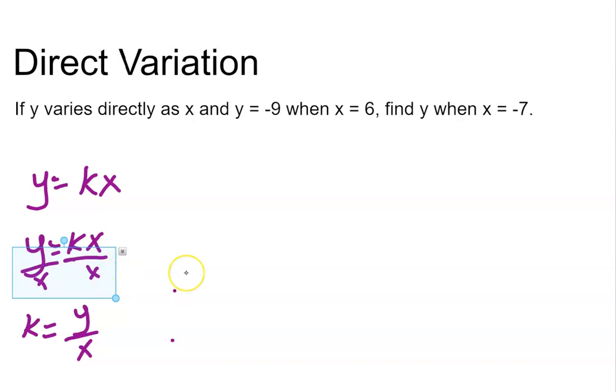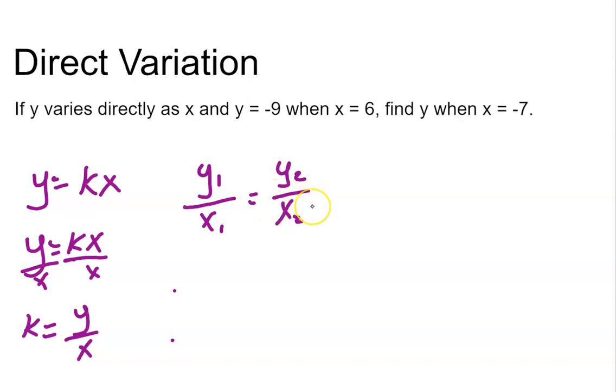And so if I have my constant, I'm now going to have y1 over x1 equals y2 over x2. And we can treat this as y1, x1, y2, x2. So that's what we're going to be finding. So all I'm going to do is just plug my numbers into my formula. So my y1 is -9 divided by my x1, which is 6.